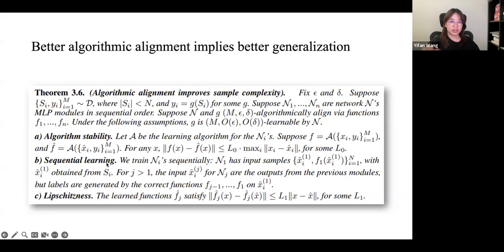sequential learning. That means the network is trained sequentially, so each module Ni uses the outputs of the previous module as its input, and we should ensure that the reasoning steps are learned in the correct order. The last one is Lipschitz continuity, meaning the learned functions are Lipschitz continuous: small changes in the input will lead to a proportionally small change in the output. Under these assumptions, this theorem states that if the network N is well aligned with G, then G can be learned with sample complexity M, which is proportional to epsilon and delta, defined before. This means a better alignment directly leads to more efficient learning.